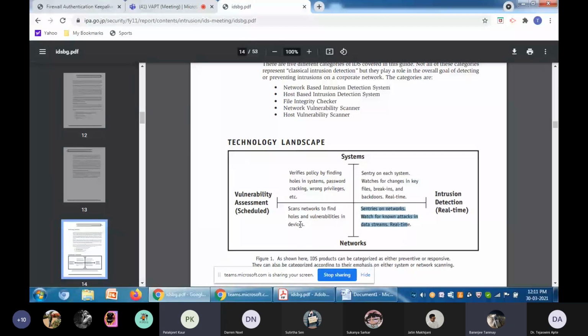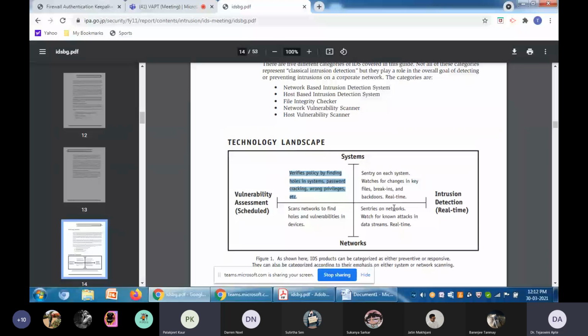Yes, ma'am. So the upper-level things will come first. Verify the policy comes first. Then scans on each system: watch for changes in key files, break-ins, backdoors, in real time. So ma'am, network assessment will come later. Network assessment will come last of all, right? First I have to see that there is no other problem in the application. I may have protected the network completely, but if there is a problem in the application, what will I do?